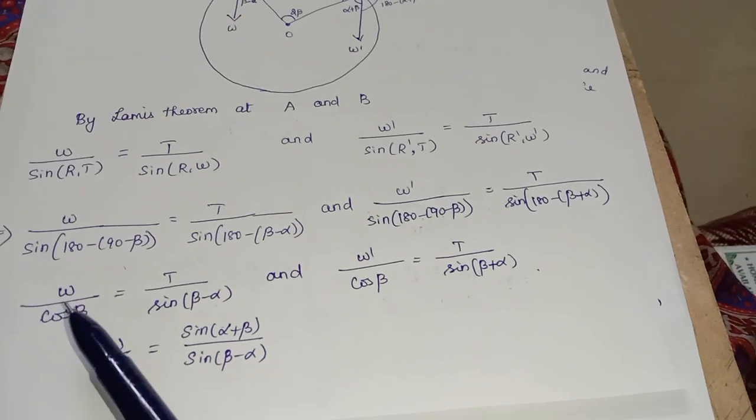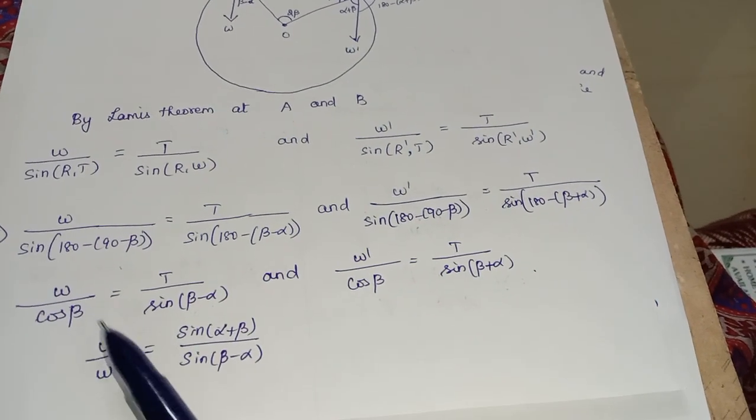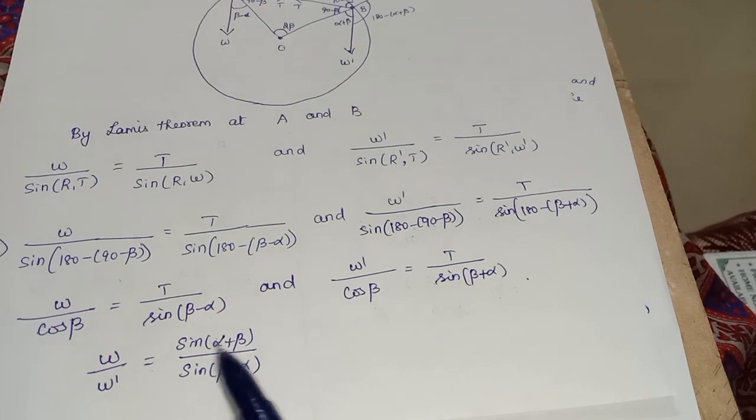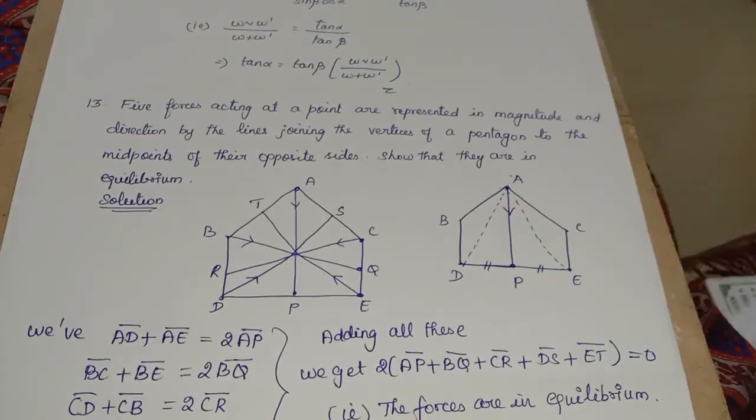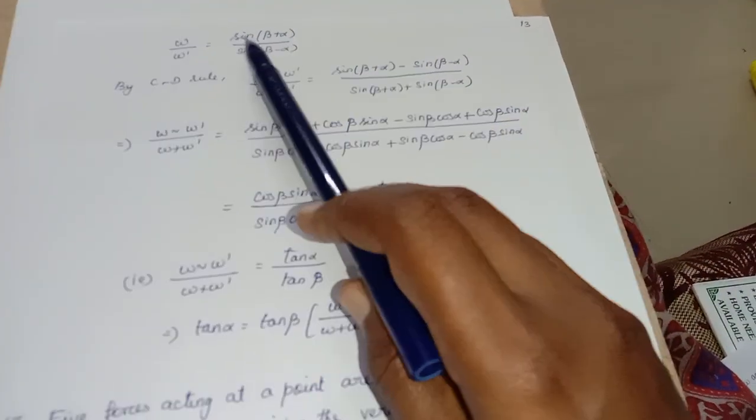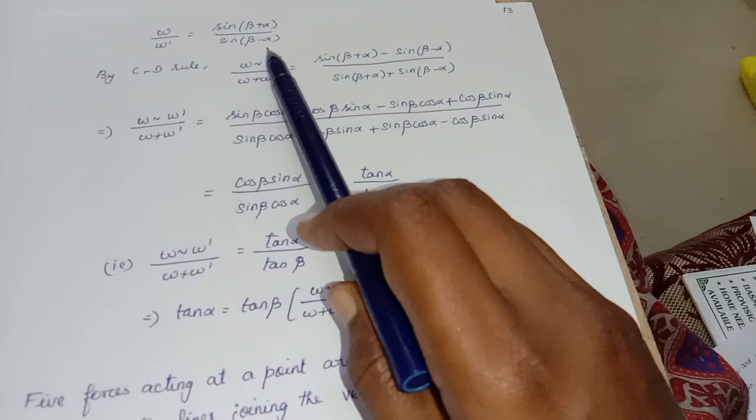So W by W dash, that is when you divide these two results, W by W dash equal to sine of alpha plus beta by sine of beta minus alpha. Right. So what do we have finally? W by W dash equal to sine of beta plus alpha by sine of beta minus alpha.